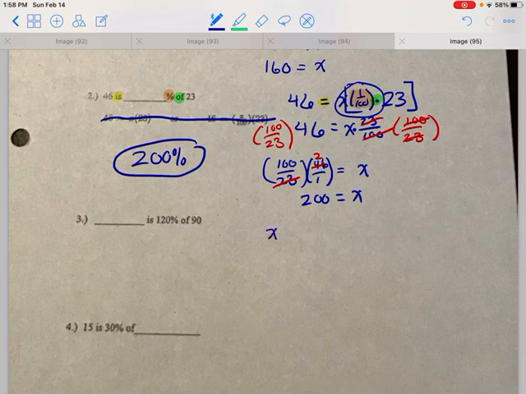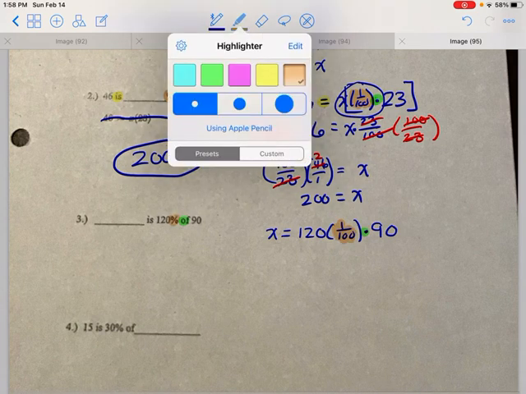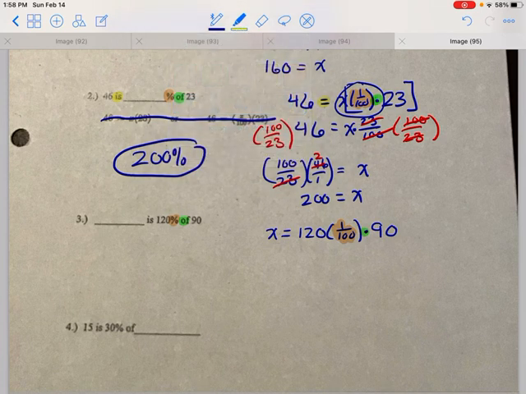I have blank is, so x equals 120. In place of the percent, I put 1 over 100. Of becomes a times, and then I put my 90. So I'm going to go through that one more time. The of becomes your multiply. The percent becomes your 1 over 100. And your is becomes your equal.